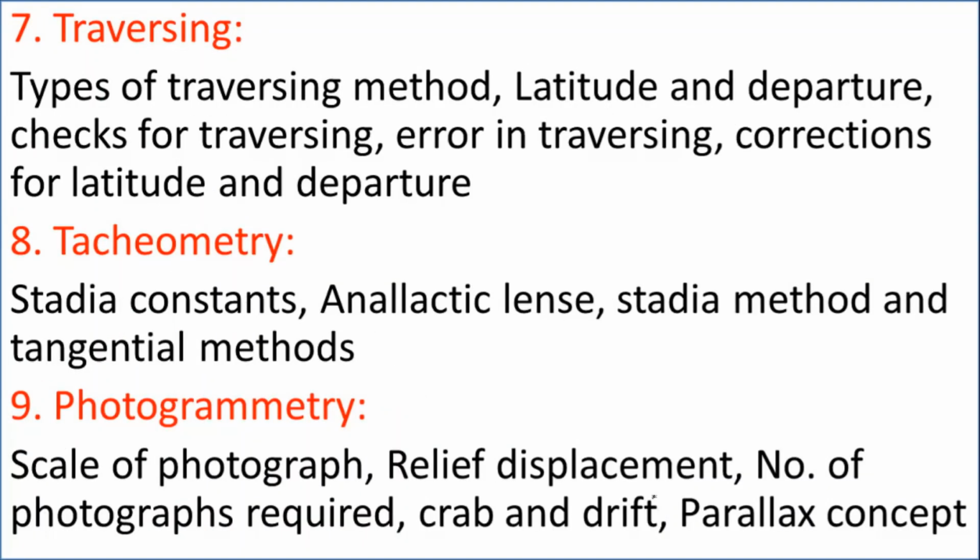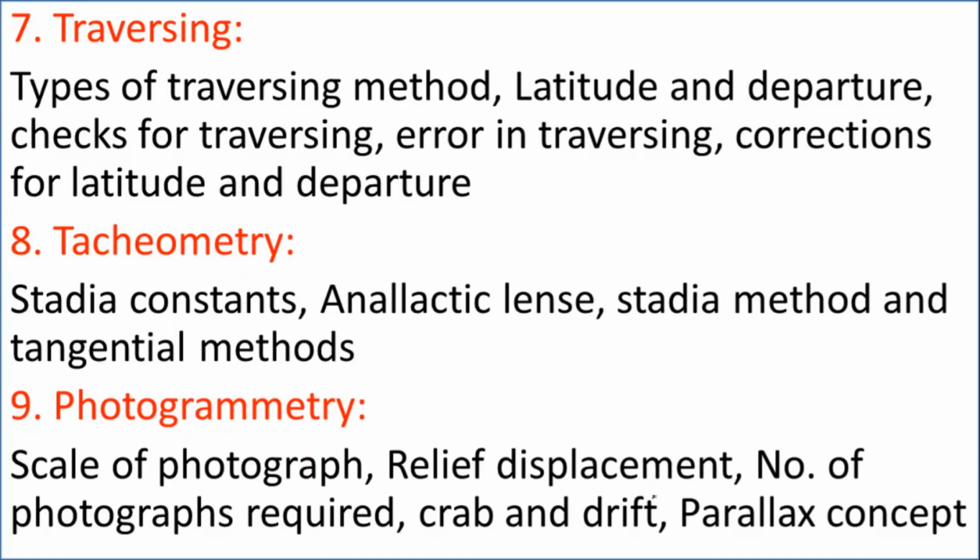The next one is traversing. In traversing we are going to see the types of traversing, like chain traversing, compass traversing, fast needle method, loose needle method, and plane table traversing, these things. Then we will see what latitude and departure of a line are. Then we will see the checks in traversing, like sum of the latitudes should be 0, sum of the departures should be 0, these things. Then we will see how to calculate the error in the traversing, and then the corrections for latitude and departure. For the correction there are two methods, Bowditch rule and transit rule, which are very important. Again, that we will see in this chapter.